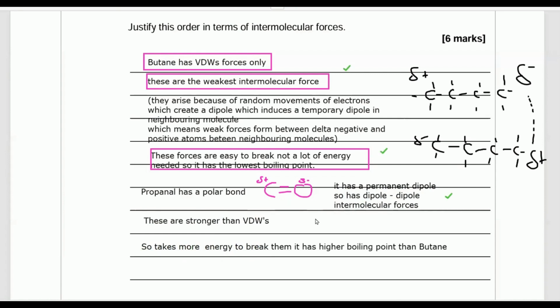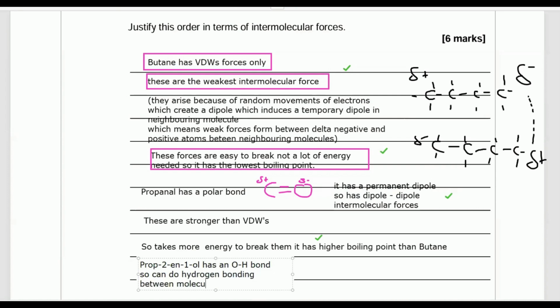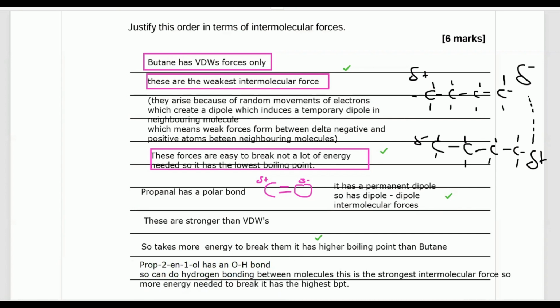And then lastly, the propan-1-ol is an alcohol. And alcohols contain the hydroxide bond, which is an OH bond. If you have a hydrogen atom connected to either oxygen, nitrogen, or fluorine, the three most electronegative elements in the periodic table, you'll be able to do hydrogen bonding, which is the strongest of the intermolecular forces. Therefore, more energy needed to break. It has the highest boiling point.